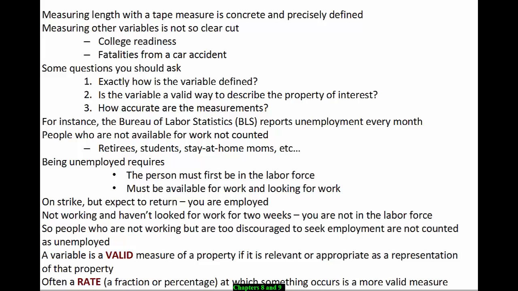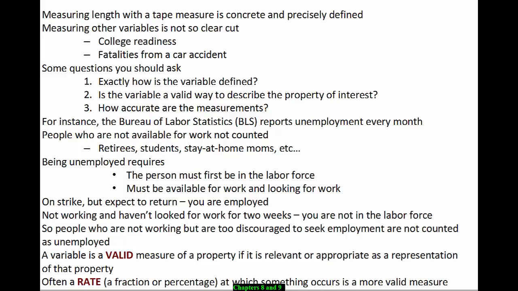How about fatalities from a car accident? At first glance, this might seem very concrete. However, we need to have some long, frank discussions on how to measure that variable. Do we say fatalities from a car accident are people who die at the scene, or people who also die later from injuries, or people who die later from complications from their injuries?